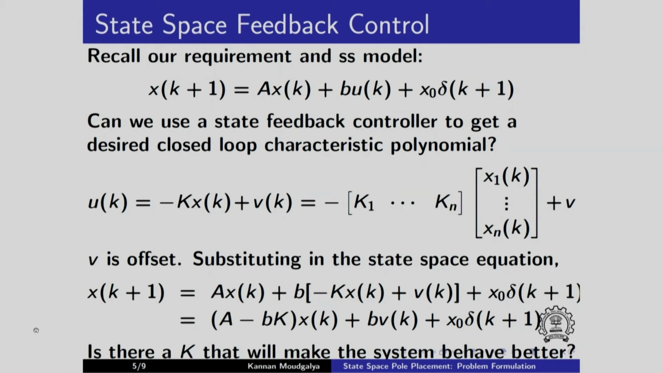The question is, is there a K that will make the system behave better? What do I mean by that? The original system is given here, and the dynamics of this are decided by the eigenvalues of A. Now, with a suitable choice of u, we obtained this expression. Now we no longer have A, but we have A minus BK. Can we choose K so that A minus BK behaves better? That is a question we ask.